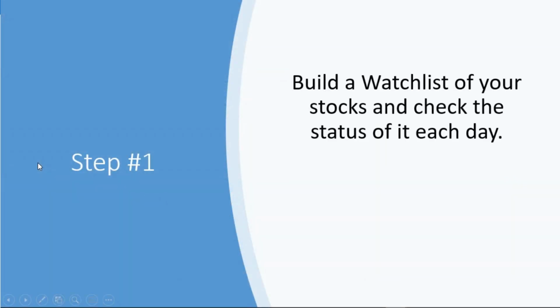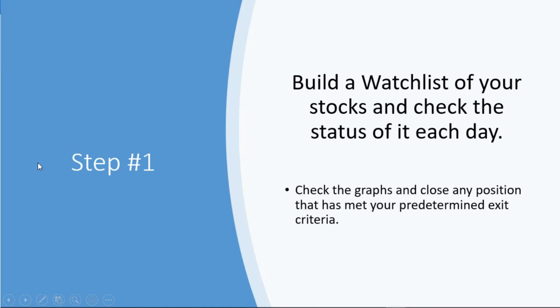Step number 1, build a watch list of your stocks and check the status of that watch list each and every day. So if you're a new VectorVest subscriber, this is the first thing that you want to do when opening up the VectorVest program. Build a watch list of your stocks that you currently own. If you're a VectorVest veteran, I'm sure you've done this already. You want to check the graphs and close any position that has met your predetermined exit criteria.